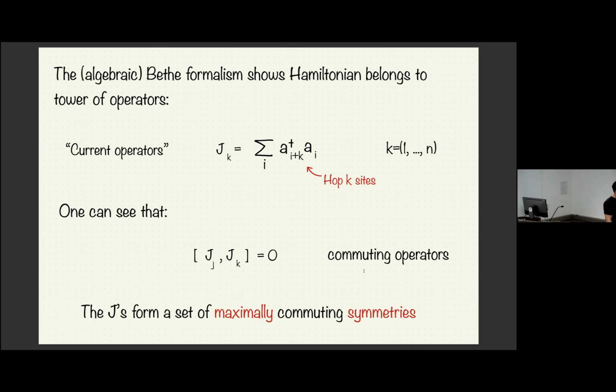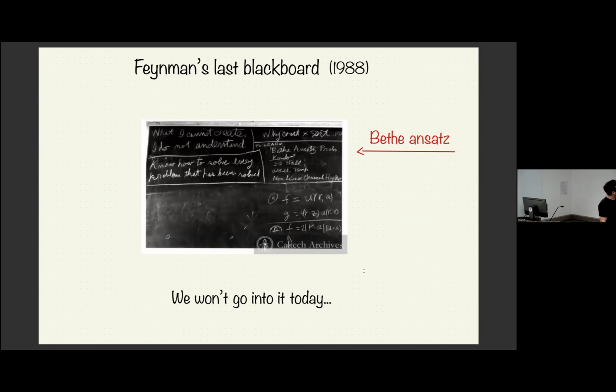Okay, so the statement that this is a quantum integrable system is that all these symmetries commute and it's a maximal set. So if you wanted to derive this from first principles, you would have to apply this Bethe formalism, which is something that actually Feynman wanted to learn.